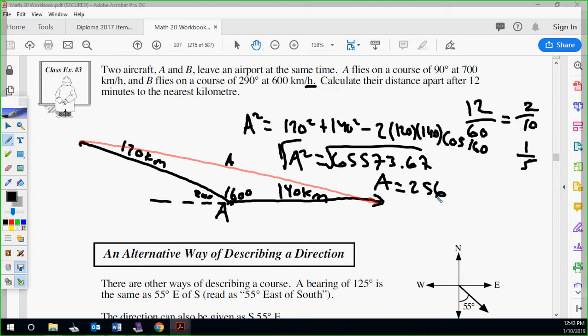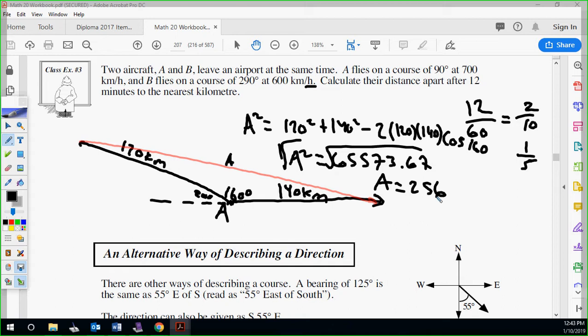A couple things to point out. Is 256 much bigger than 120 and 140? It is, and it should be because it comes from the biggest angle. We know that the distance apart they are is bigger than the sides, because 120 and 140 are coming from smaller angles, because 160 is a lot of your 180. Okay, and that's it for that one. So 256 kilometers. All right.